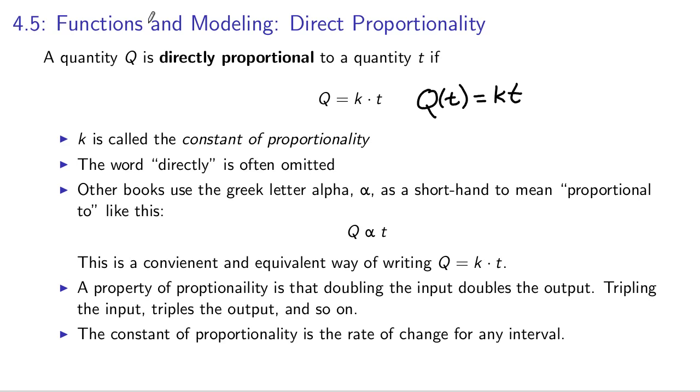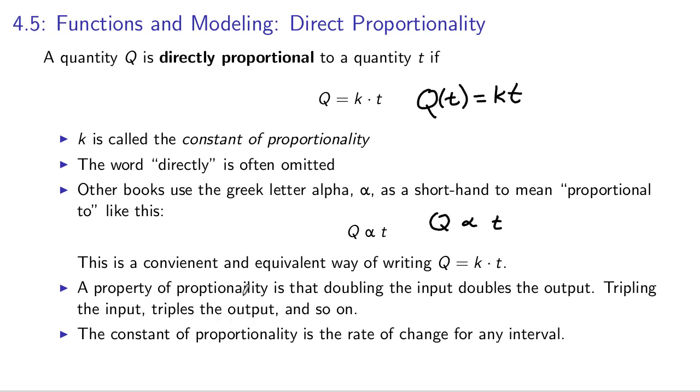We will also be saying this in English, we will usually not bother saying directly. So we would just say a quantity Q is proportional to a quantity T. Often this idea of proportional to comes up so much that there's a shorthand way of writing it, this Greek letter alpha. And we think of this kind of like an equals. It means Q is proportional to T. Okay, so here you see this alpha. Q is proportional to T. And this is an equivalent and convenient way of writing the same thing.